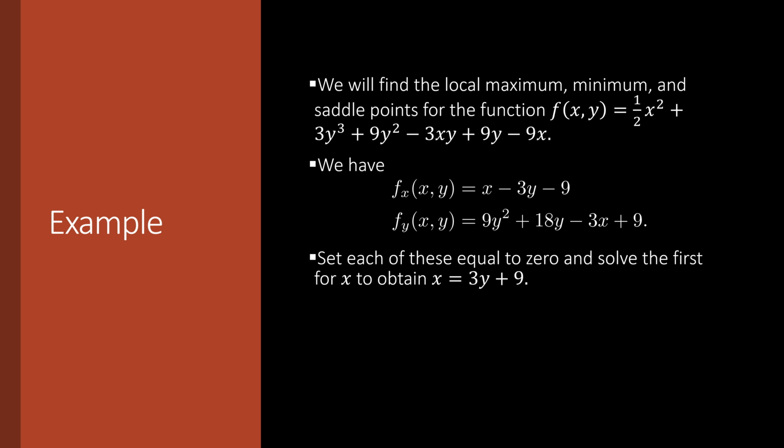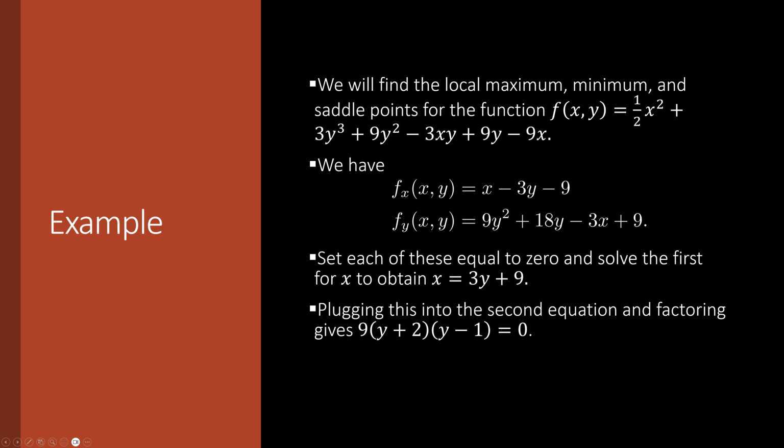If we look at that first equation when we set it equal to 0, we can bring the 3y and the 9 to the other side, and we'll just have x is equal to 3y plus 9. Now what I'm going to do is take that value for x and plug it in here for this x here. And so I'll have 9y squared plus 18y minus 3 times (3y plus 9) plus 9 is equal to 0.